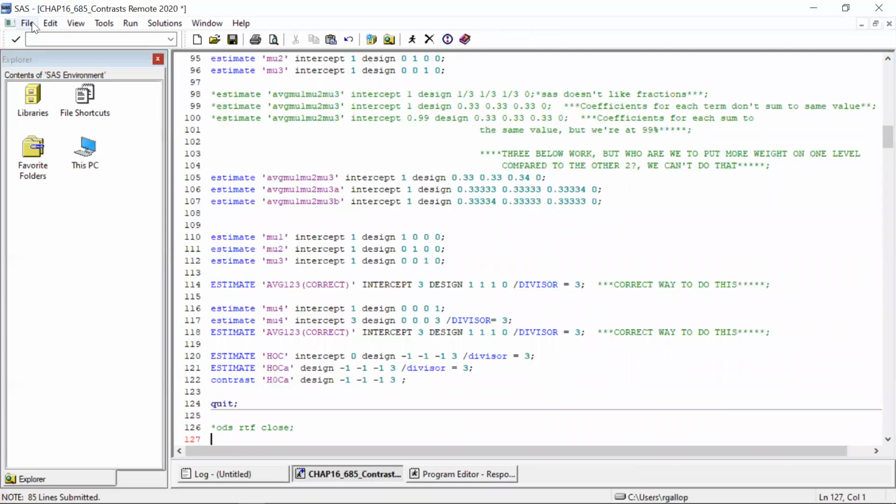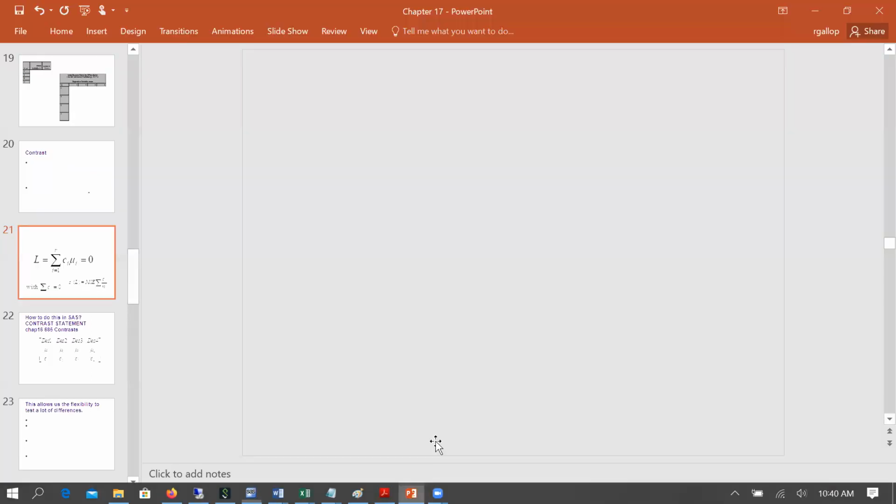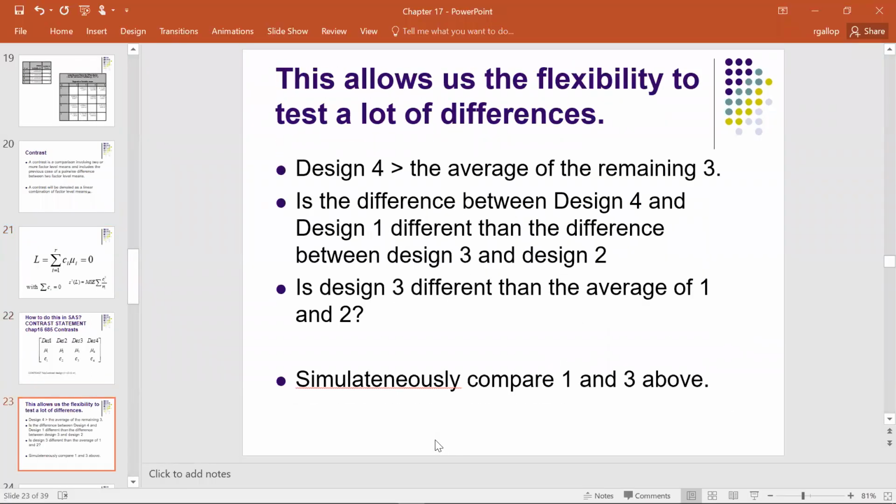So we did that all by hand on the fly, and my apologies for any of my typos. Again, I'll post this on D2L for you to review. But we did all of these.